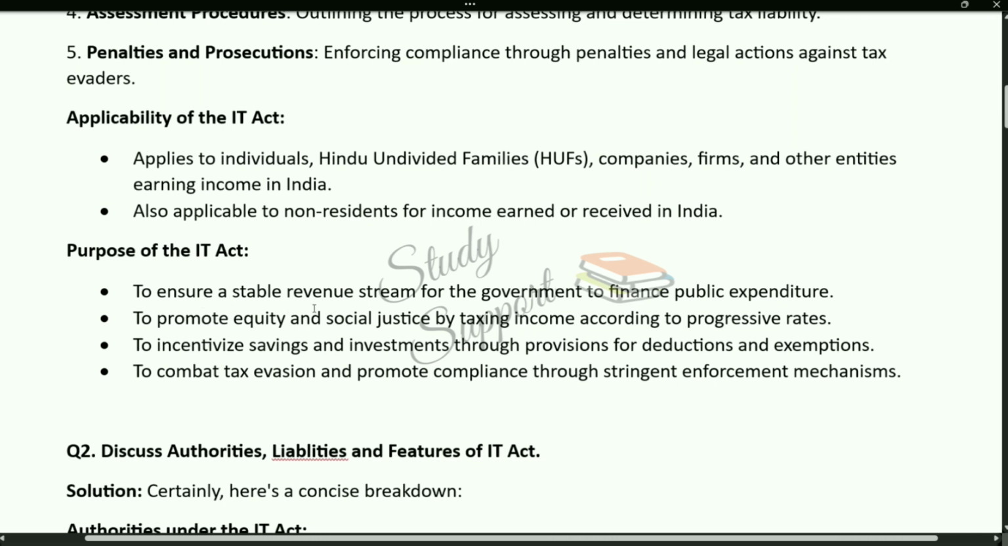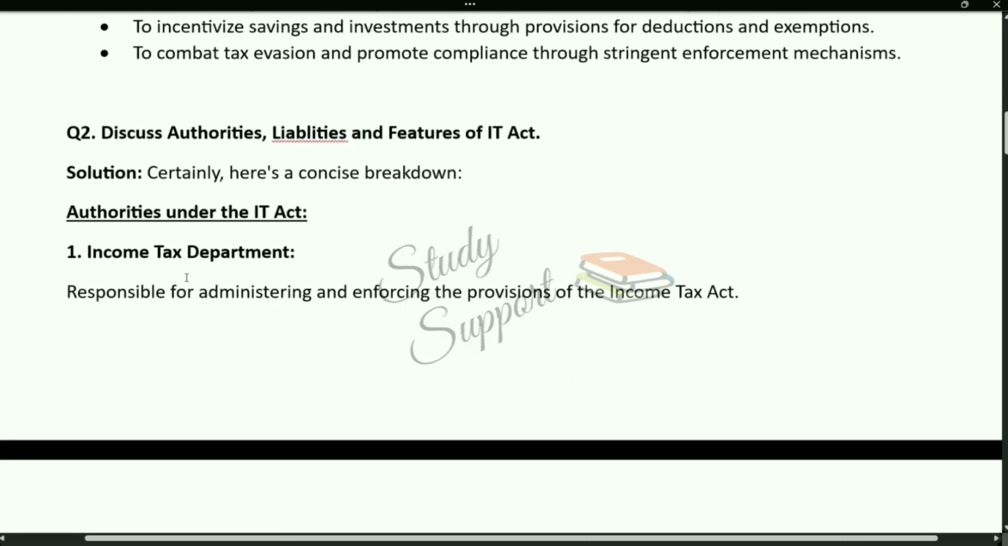Purpose of the IT Act. To ensure a stable revenue stream for the government to finance public expenditure. To promote equity and social justice by taxing income according to progressive rates. To incentivize savings and investments through provisions for deductions and exemptions. To combat tax evasion and promote compliance through stringent enforcement mechanisms.